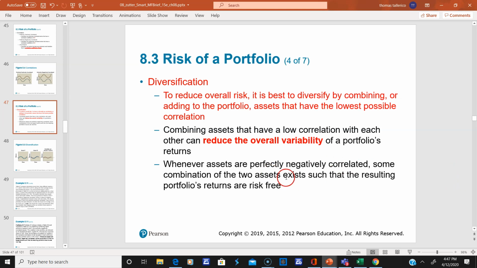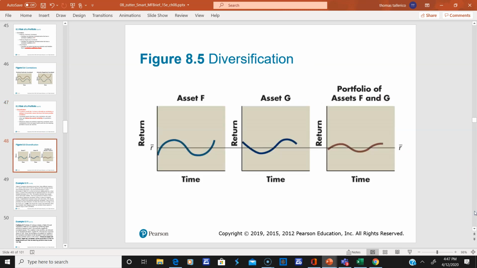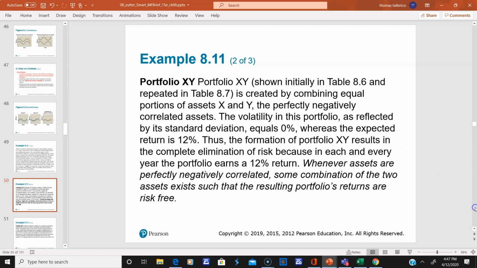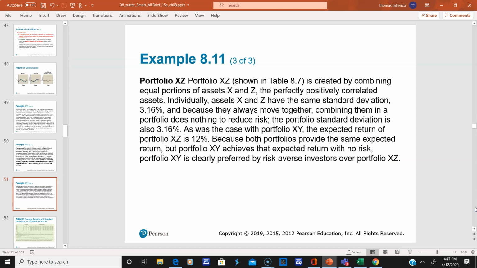And you're trying to shoot for minimal variability there. So you can see here, here's F and G, and here's the portfolio of F and G, and it's almost perfectly negatively correlated. Notice how flat this curve almost is. Everyone see that? You most likely would want it to be totally flat, but it's almost impossible to get that. All right, so here's a couple of examples here for you to go through.